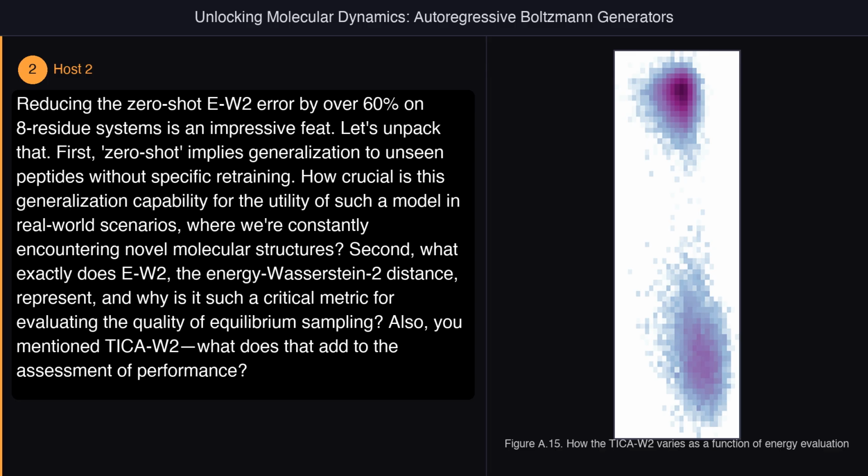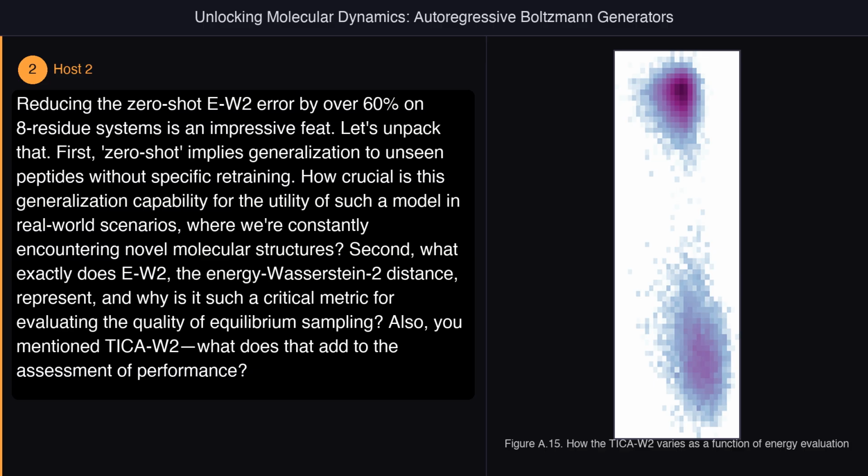Let's unpack that. First, zero-shot implies generalization to unseen peptides without specific retraining. How crucial is this generalization capability for the utility of such a model in real-world scenarios, where we're constantly encountering novel molecular structures? Second, what exactly does EW2, the energy Wasserstein-2 distance, represent, and why is it such a critical metric for evaluating the quality of equilibrium sampling?